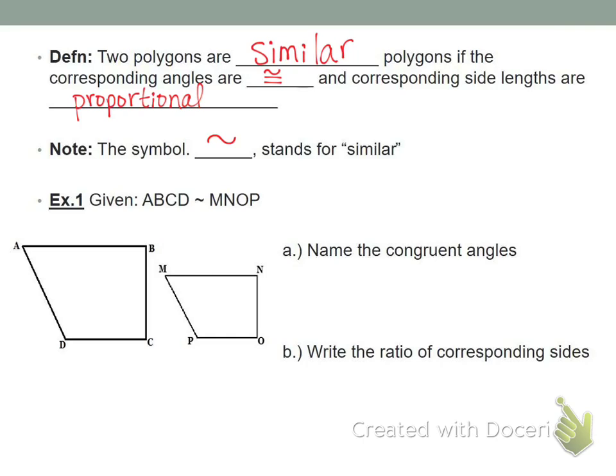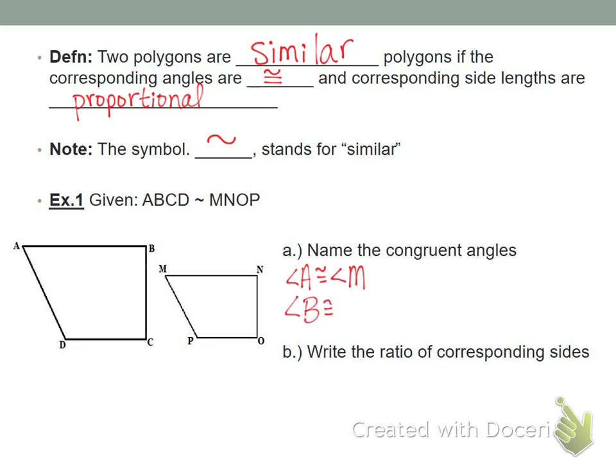So example 1 tells us that figure ABCD is similar to figure MNOP. We are asked to name the congruent angles. You can do this even if they don't give you a picture. Much like when we did congruent figures, the statement gives you all the information you need. Meaning, angle A is going to be congruent to angle M. Okay, the angles are congruent, so we will actually use a congruent symbol. It's just that the figures are not necessarily congruent overall.